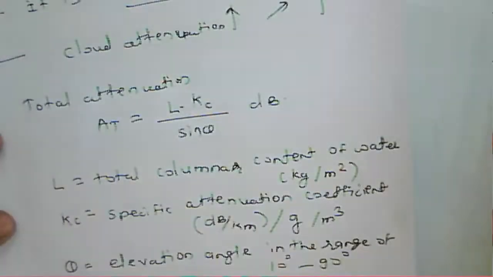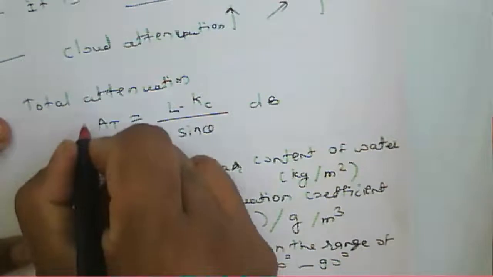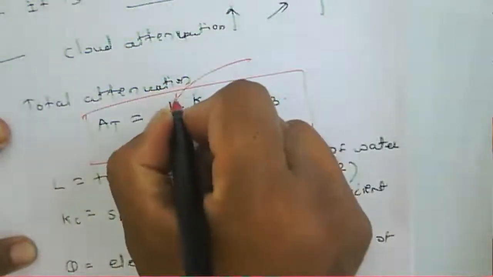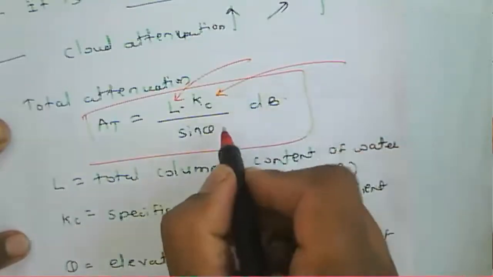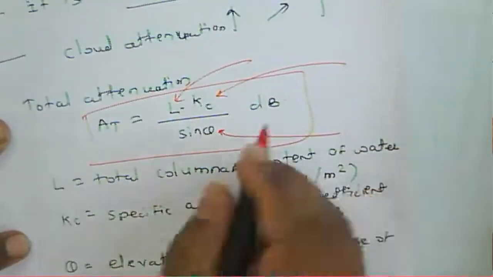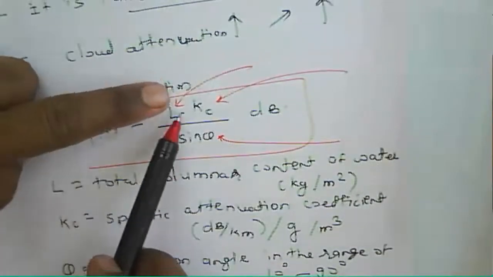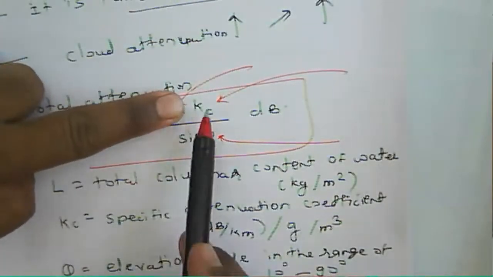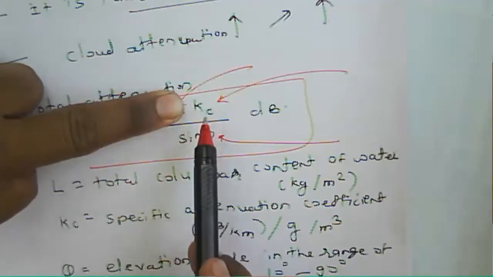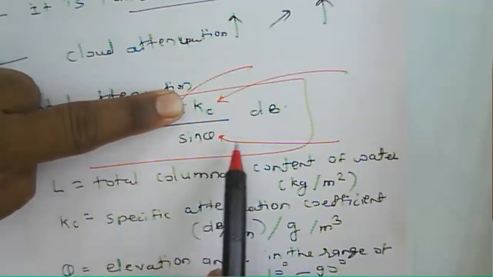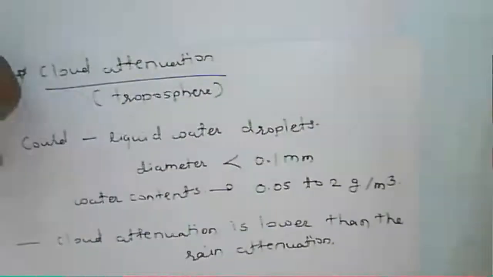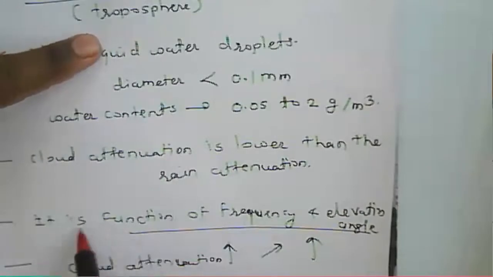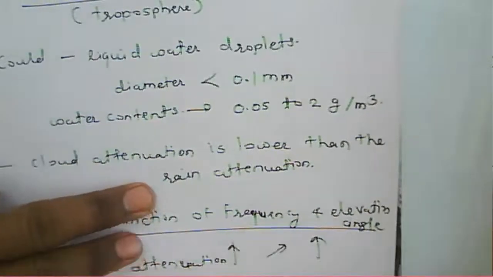And again we say the total cloud attenuation depends upon L, which is about the water content. It depends upon the frequency, and this one is about the elevation. So we have the water content, then the frequency dependence, and the dependence upon the elevation angle. So as we say, cloud attenuation is a function of frequency and elevation.